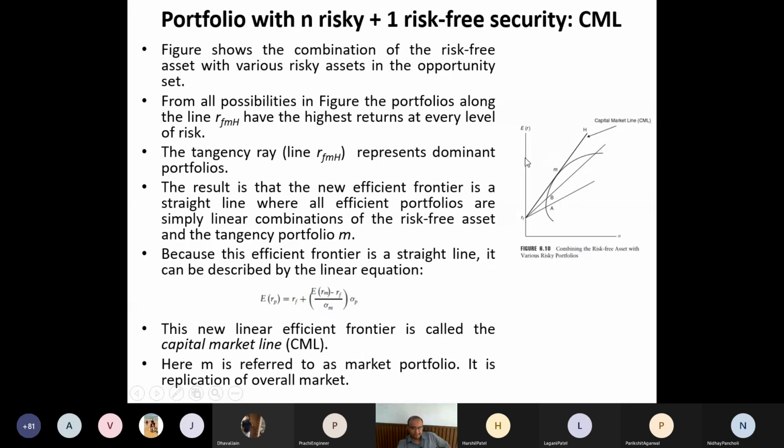Now this point M is very important, and it is referred to as the market portfolio. What is this M point referred to as? It is referred to as the market portfolio, and it is a replication of the overall market. So to know this CML, if I want to invest now in the market, I should know the RF, and also I should know what the market portfolio is. Now you say what it is. Can anybody tell me what is market portfolio?